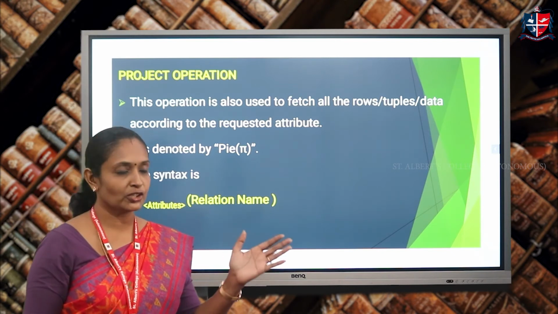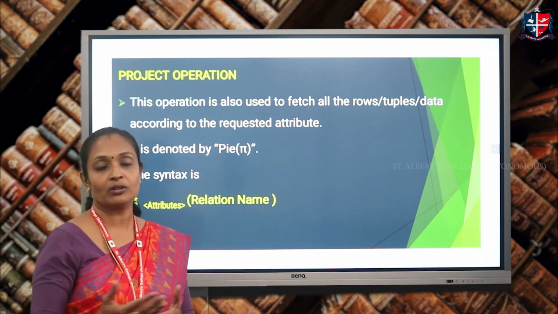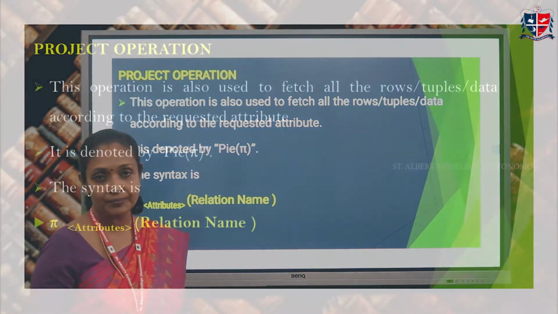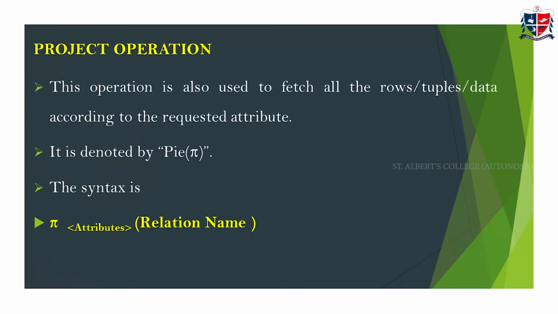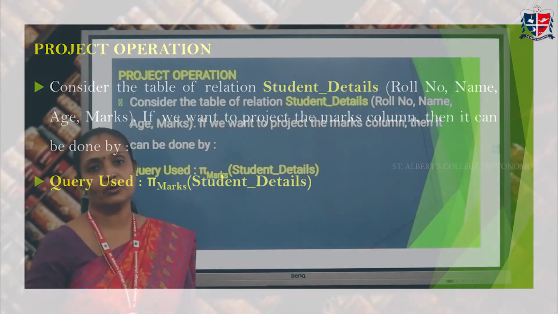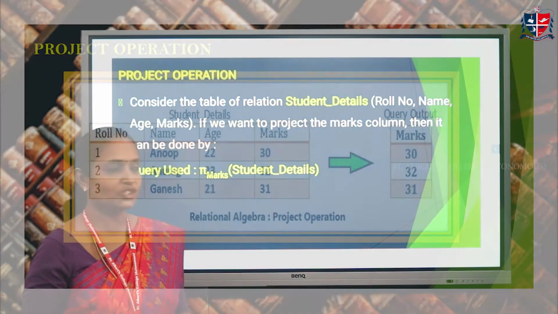Pi represents the project operator. We add the attribute name we want, and then the relation name, which is the name of the relation or the table. For example, if you take student details having the attributes roll number, name, age and marks, and you want to project the marks column, we can write: pi marks student details. It will retrieve all the students' marks in an arranged manner.